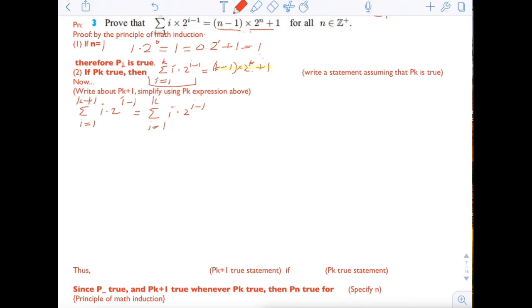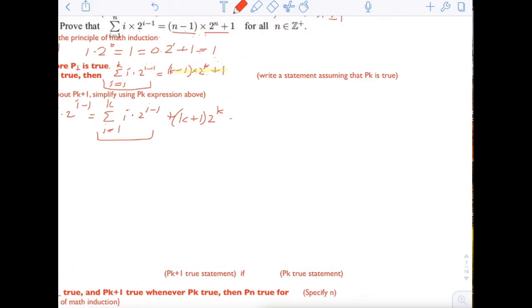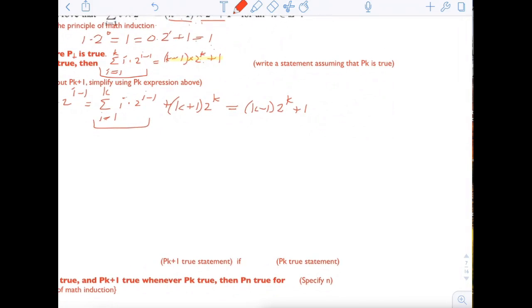Okay, so the part that looks like this is this part, and then I'm going to add the (k + 1)th term, which is (k + 1) times 2 to the (k + 1) minus 1. So that would be 2 to the k. And now I can substitute the left addend in for the yellow part, which should make it (k minus 1) times 2 to the k plus 1. And here it's going to be plus (k + 1) times 2 to the k.